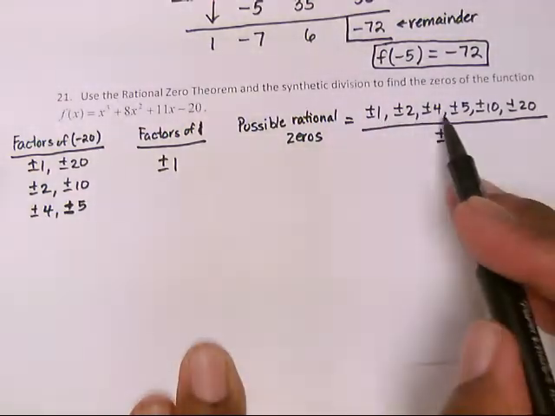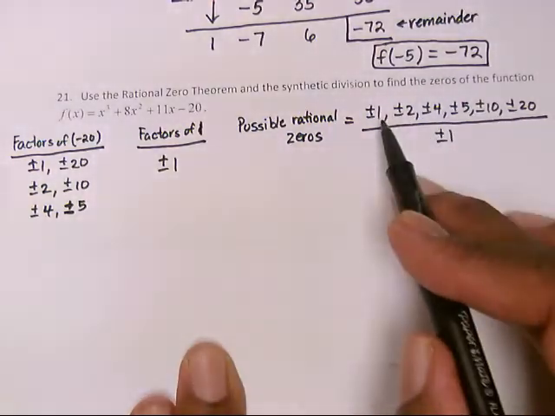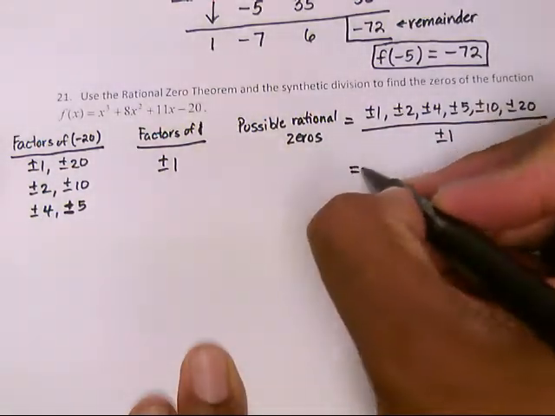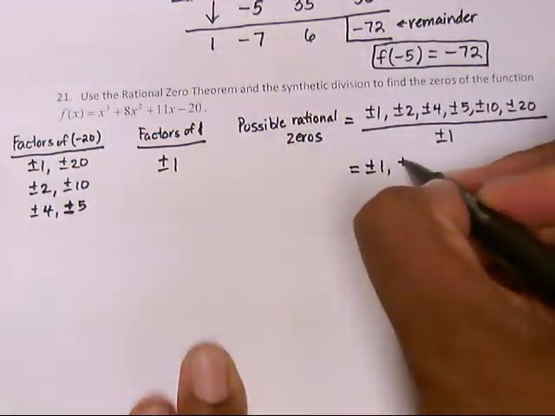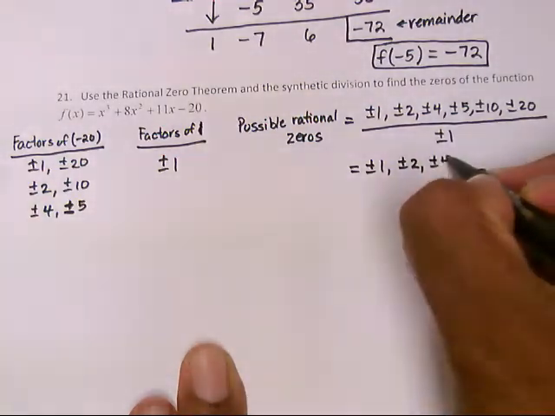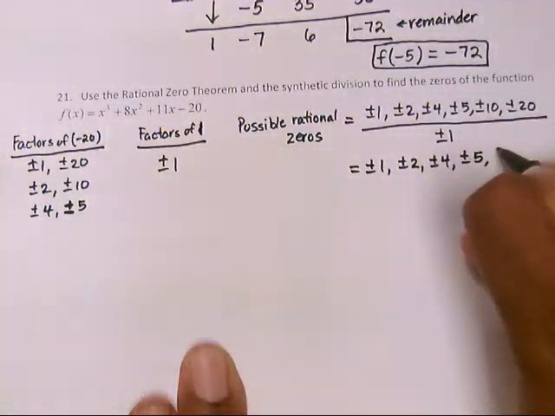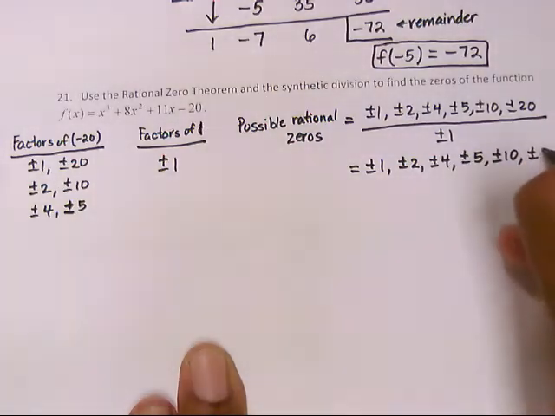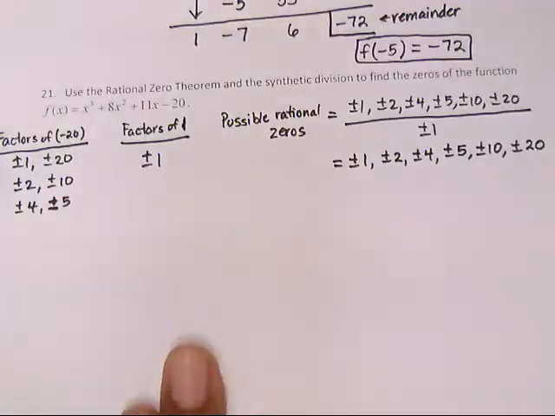Well, each one of these divided by plus or minus 1 will be each one of these in the numerator. So I'll have plus or minus 1, plus or minus 2, plus or minus 4, plus or minus 5, plus or minus 10, plus or minus 20. These are the possible rational zeros for that particular function. Now we need to test each possible rational zero using synthetic division, and we do that until we get a number that gives us a remainder of 0.